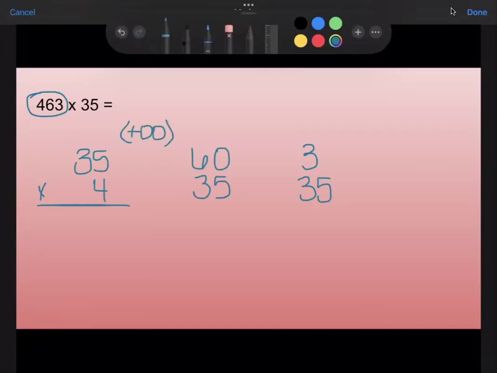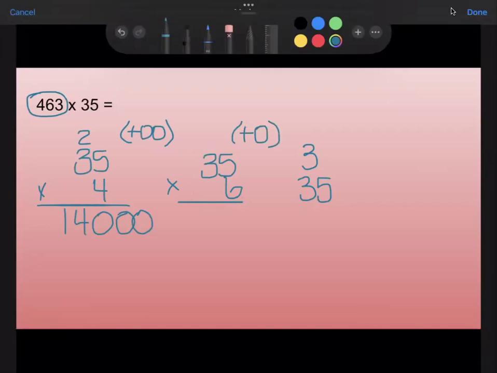So 5 times 4 is 20. 3 times 4 is 12, plus 2 is 14, and then add 2 zeros. So you can see I got the same thing, didn't I? In fact, that's what I'm going to do for the next one. I'm going to flip this around so it's 35 times 6, but I'm going to put a note up here that I need to add a 0 at the end. So 5 times 6 is 30.